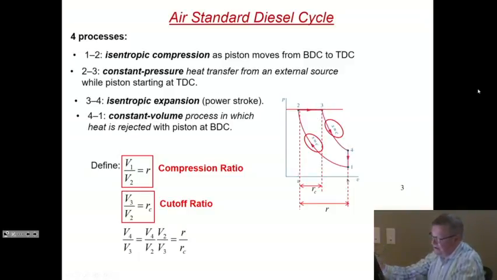Okay, so now the fuel stops being injected and we go down this path, which is the isentropic expansion. It's the power stroke. This is the classic part of the power stroke like in an Otto cycle. 4 to 1, constant volume process in which the heat is rejected. That's just like an Otto process here. So note now that you have these relations between the volumes of the cylinders. V4 over V3 is R over R sub C, because V4 over V3 is V4 over V2 times V2 over V3.